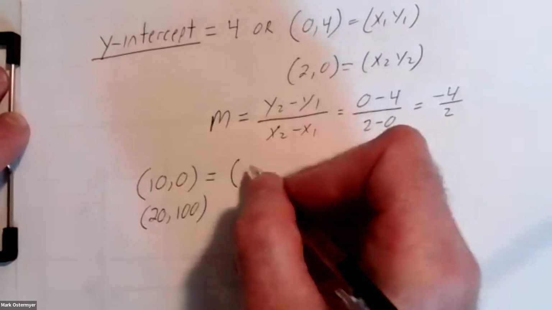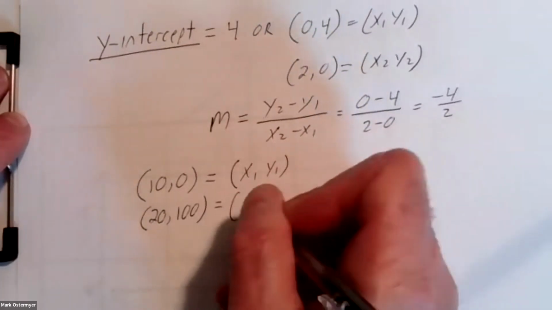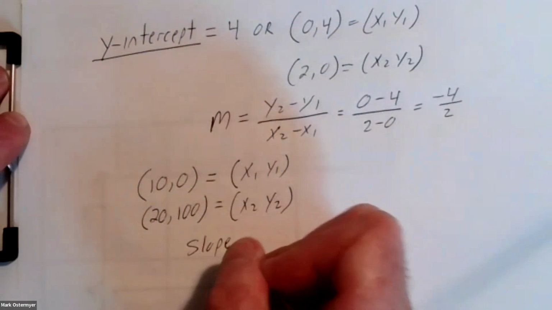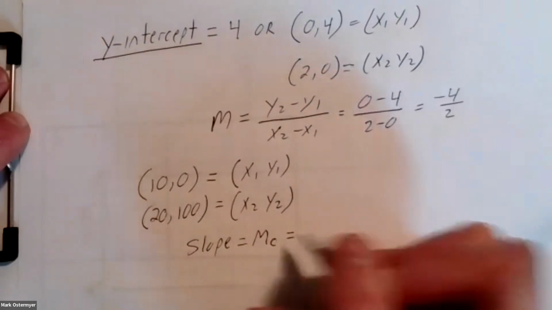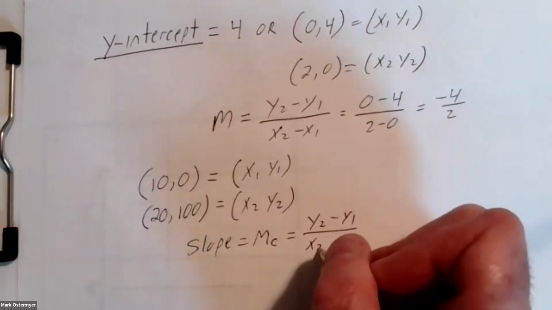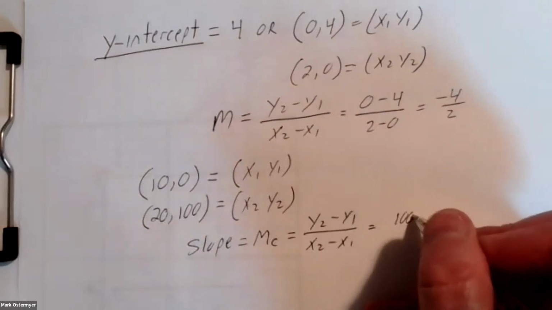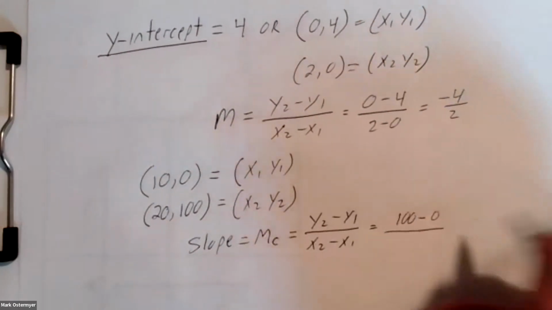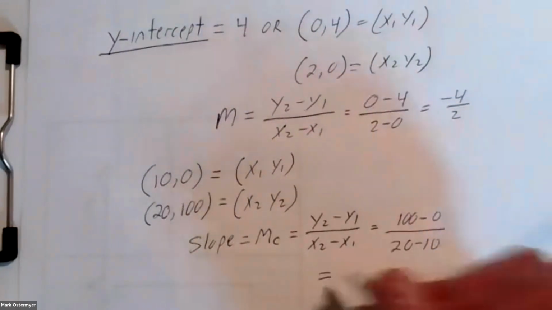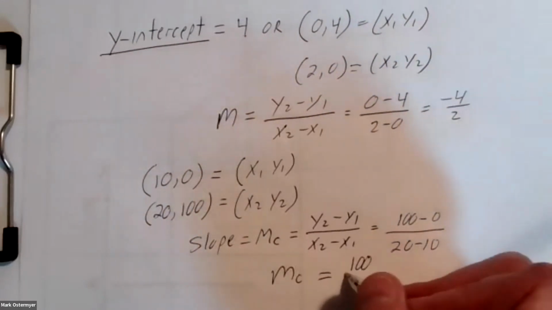This point I'll call x1, y1, and I'll designate this as my x2, y2 point. So therefore, the slope of line segment C is going to be equal to y2 minus y1 over x2 minus x1, which, based on how I label my points, is 100 minus 0 divided by 20 minus 10. So therefore, the slope of line segment C is going to be 100 over 20.